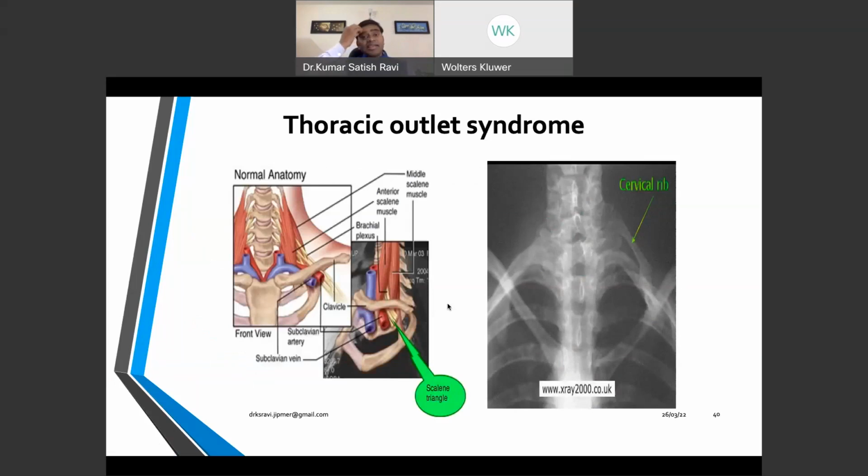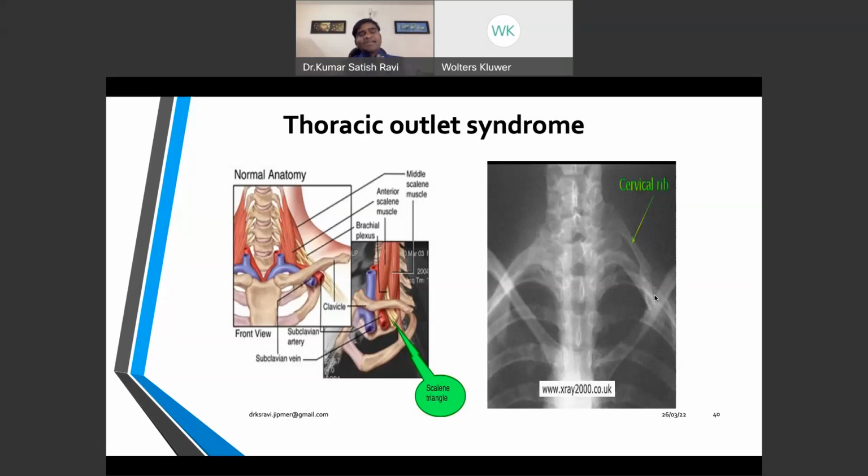Then coming to the very important thoracic outlet syndrome. When there is an extra rib, which we call the cervical rib, this clinical condition may occur. We say thoracic outlet syndrome. Clinicians sometimes call the same condition thoracic inlet syndrome, right? So what happens in this thoracic outlet syndrome? There will be compression of the subclavian artery along with the lower trunk of the brachial plexus. It means there will be involvement of the C8 and T1 fibers.